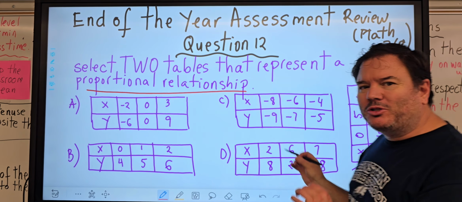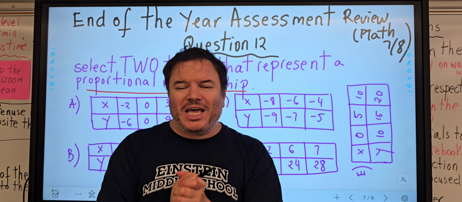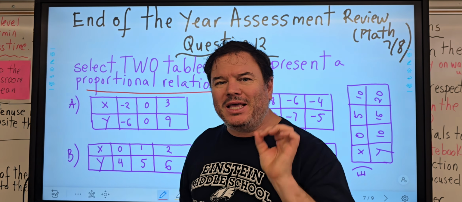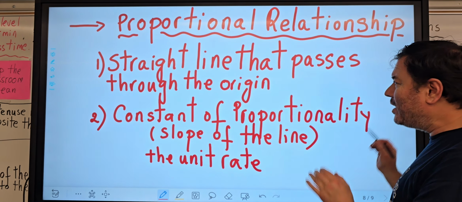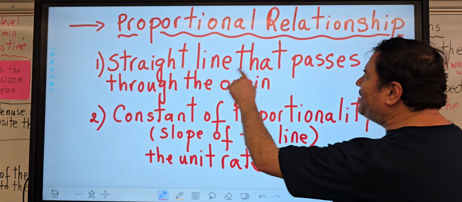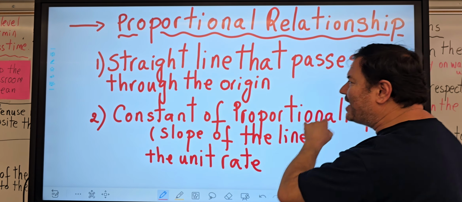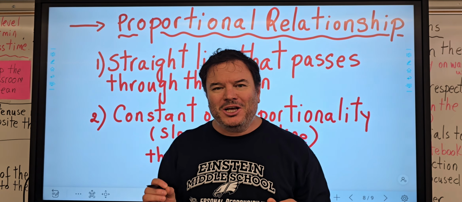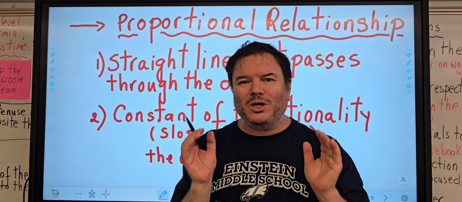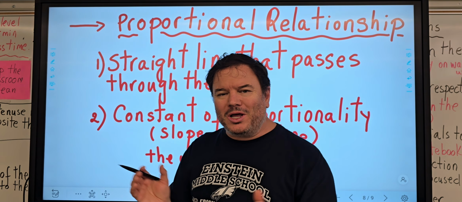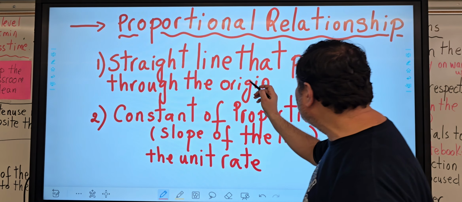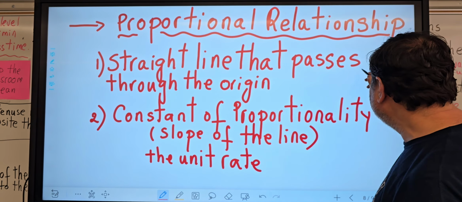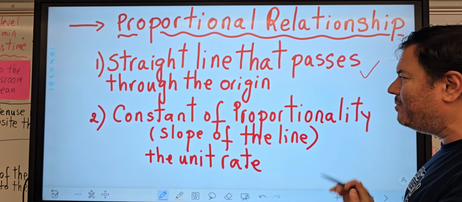For any of those tables to represent a proportional relationship, there must be some conditions each of these tables should have. One of the conditions is it has to be a straight line that passes through the origin. So after we graph all the ordered pairs on the coordinate plane, that line formed has to go through the origin.